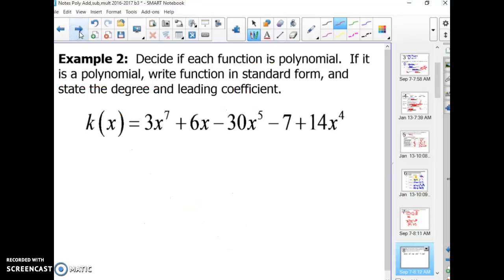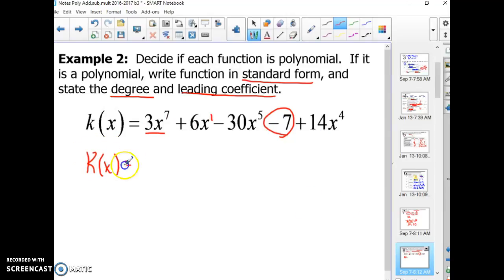On our next example, decide if it's a polynomial, right? If it is, write it in standard form. It wants us to say the degree and the leading coefficient. So look at my first term, whole number exponent. It is. Oh, this is a linear part of it, so x, if there's a 1 there, whole number exponent works. That's a constant, so that is a polynomial. And then over here, polynomial. So each term is a polynomial, so I need to write it in standard form.